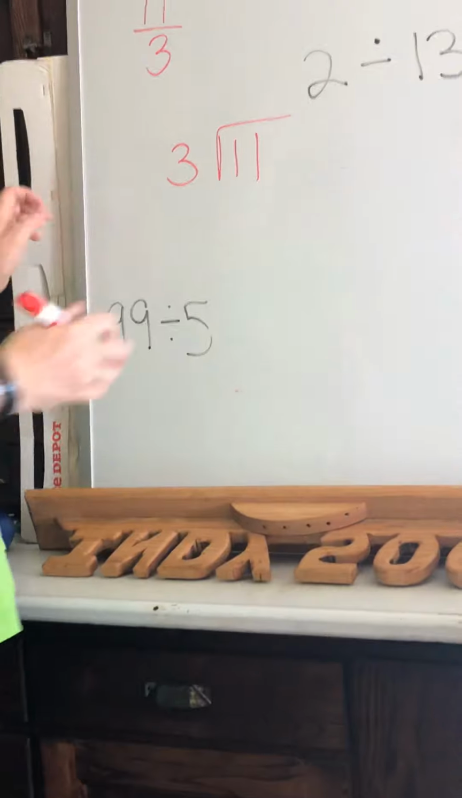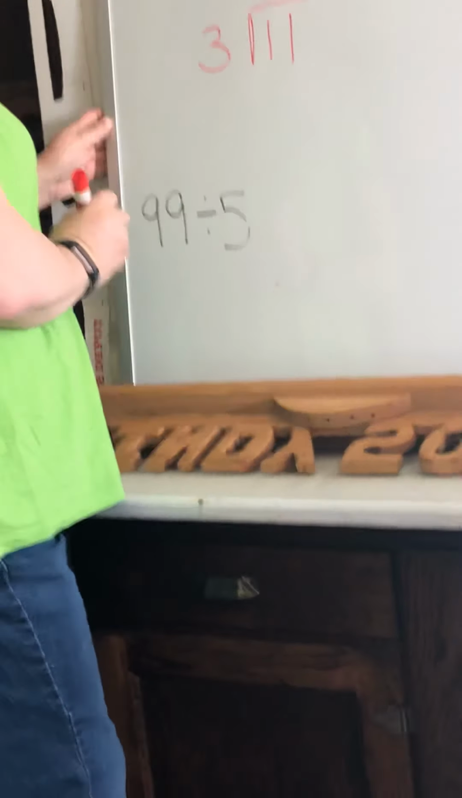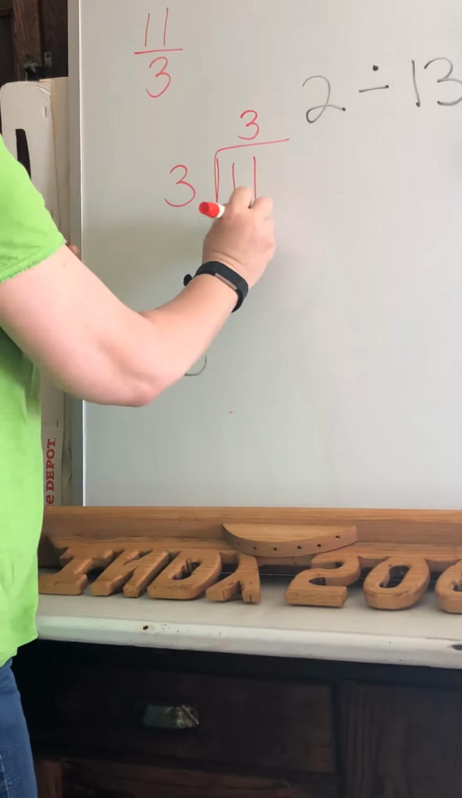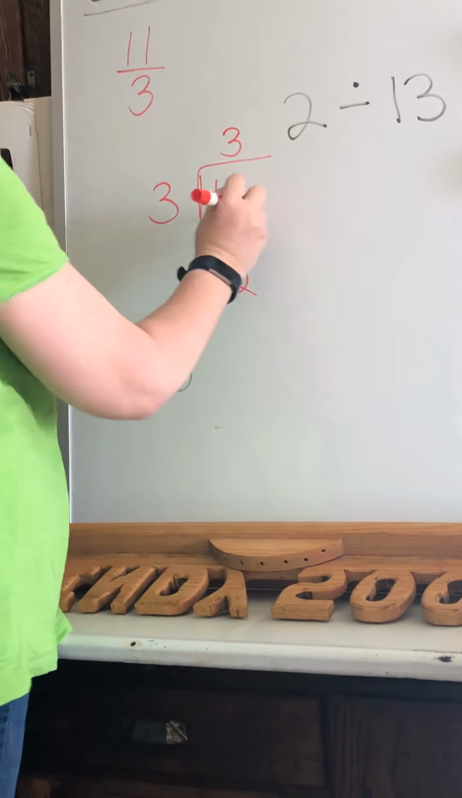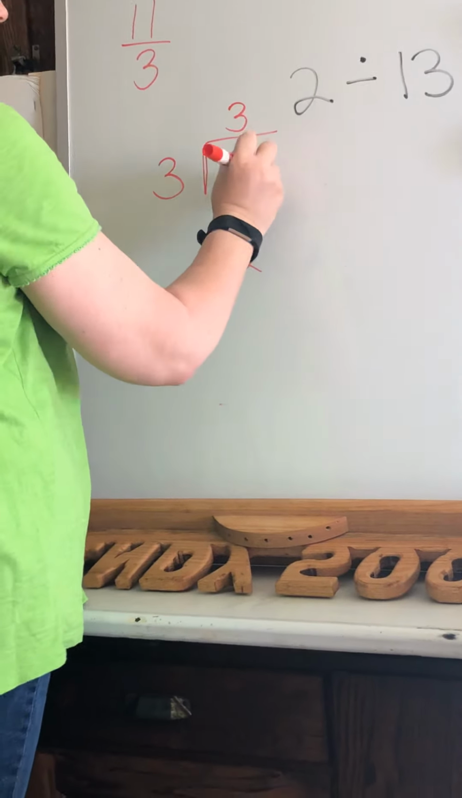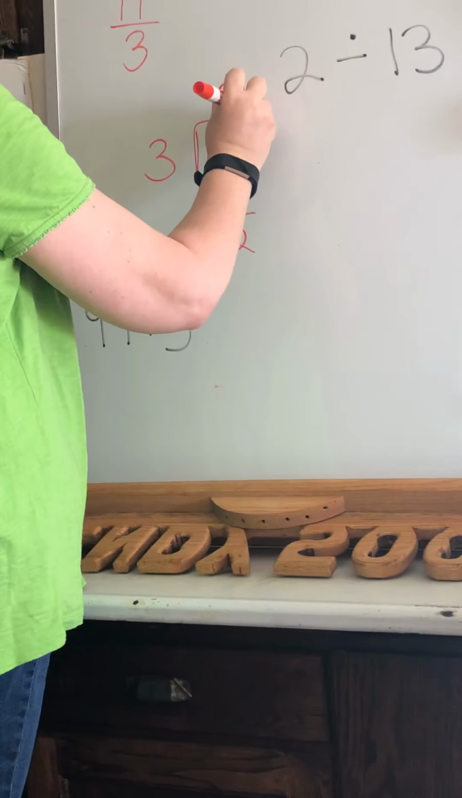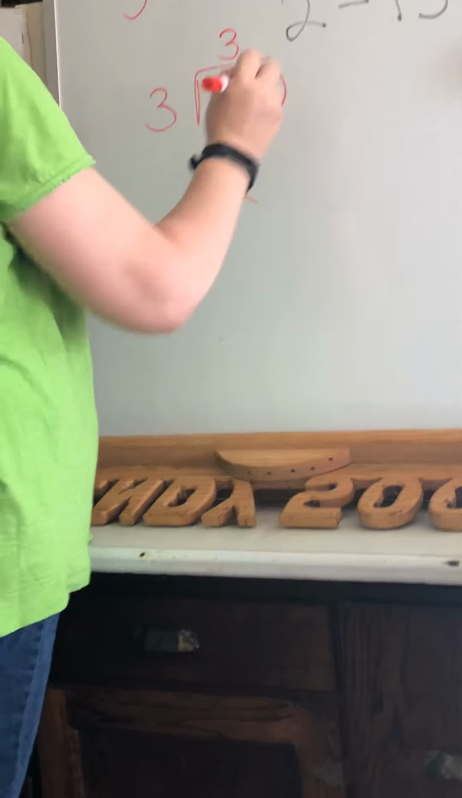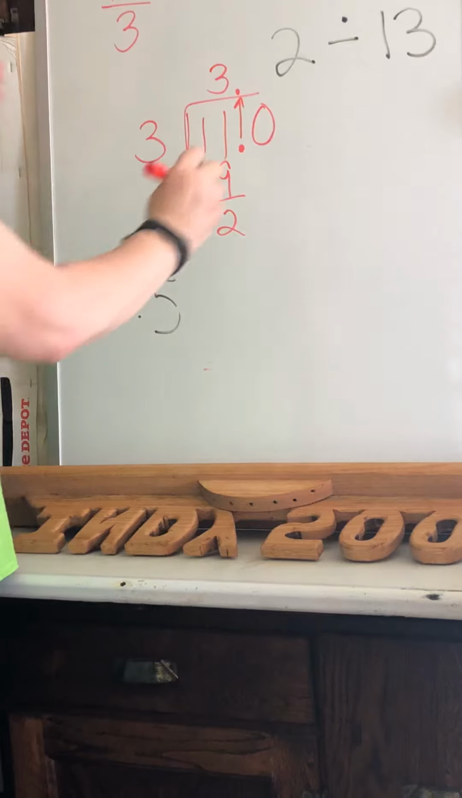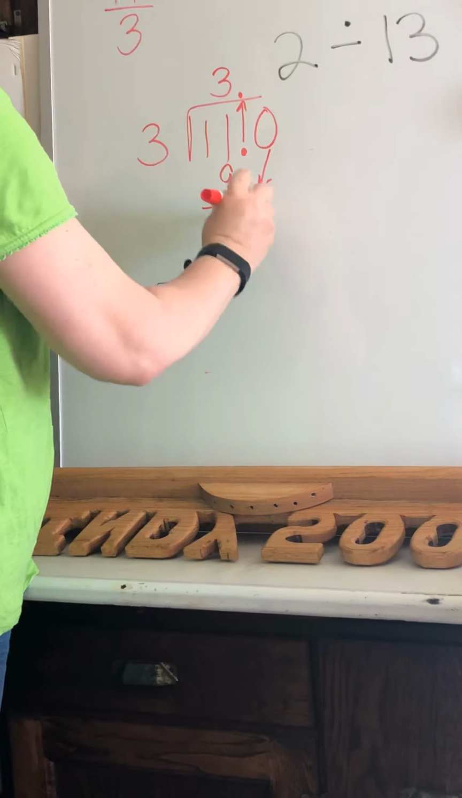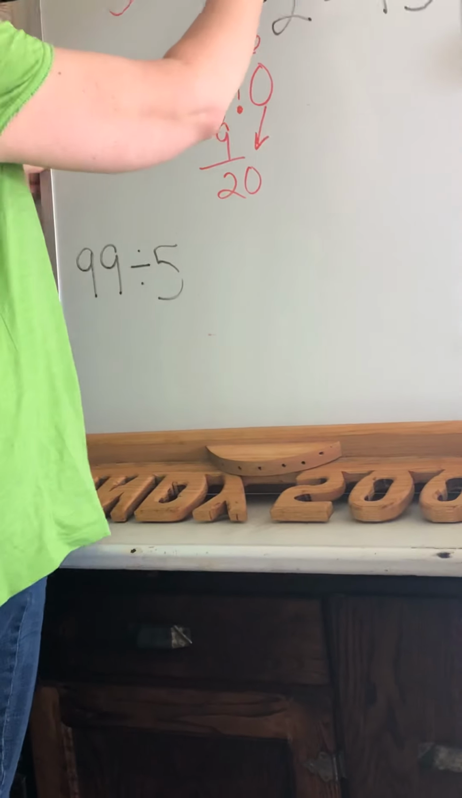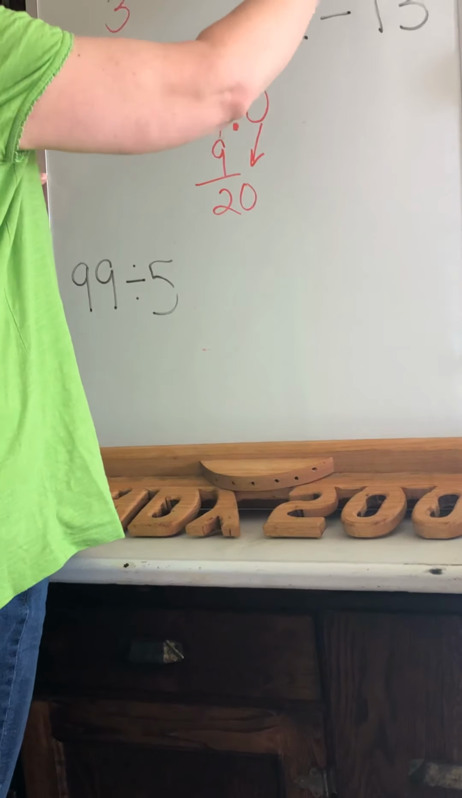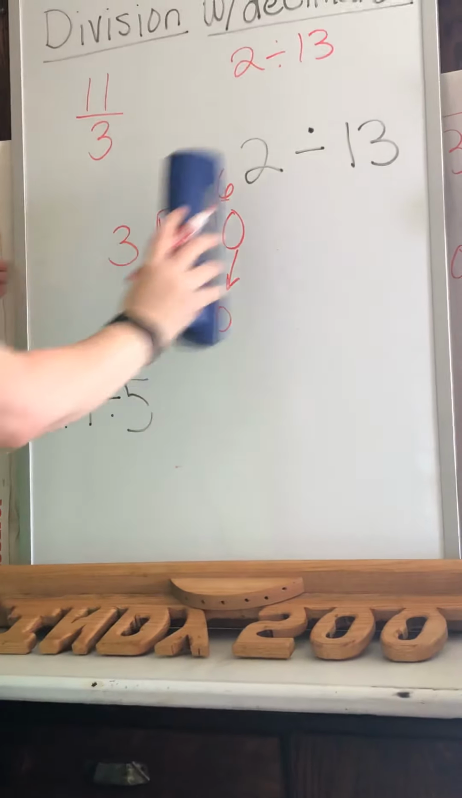Well, 3 goes into 11 3 times. 3 times 3 is 9, and I have 2 left over. So I'm going to add my decimal, carry it up here, and place it right there, and add a 0. Bring that 0 down. 3 goes into 20 6 times. I'm going to rewrite that one up here so I get more space.